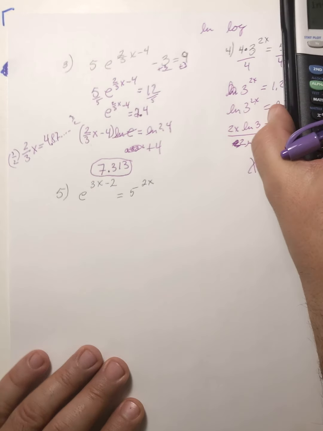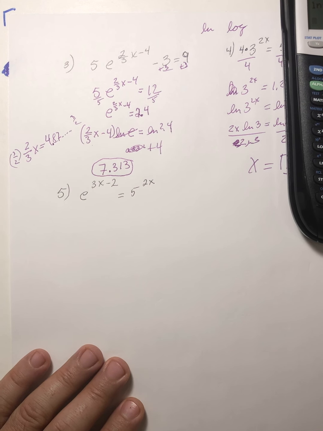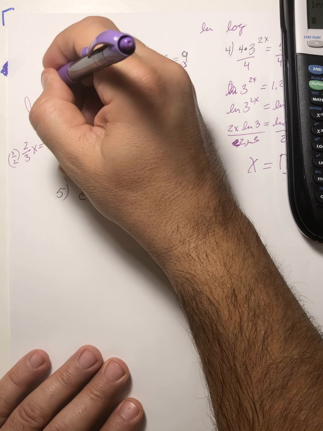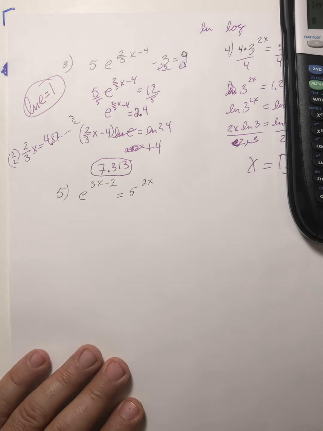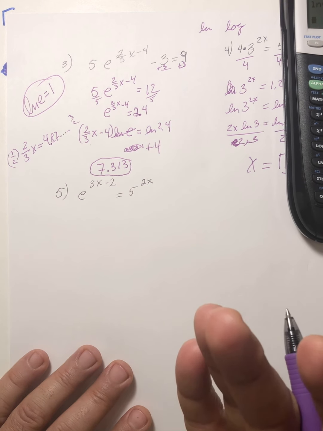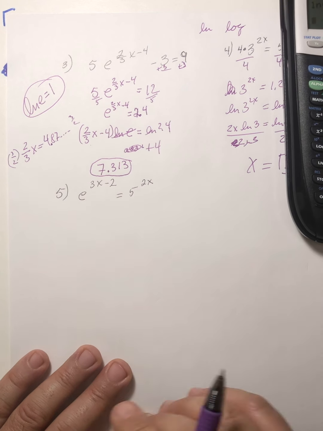Okay, last one. Question 5. By the way, ln and log, you do them exactly the same way, except if we see an E, we get that special feature of ln of E equal to 1. But I always use ln for all my problems unless I see a base 10. If I see a base 10, then I'm going to use log. Other than that, I use ln for everything.